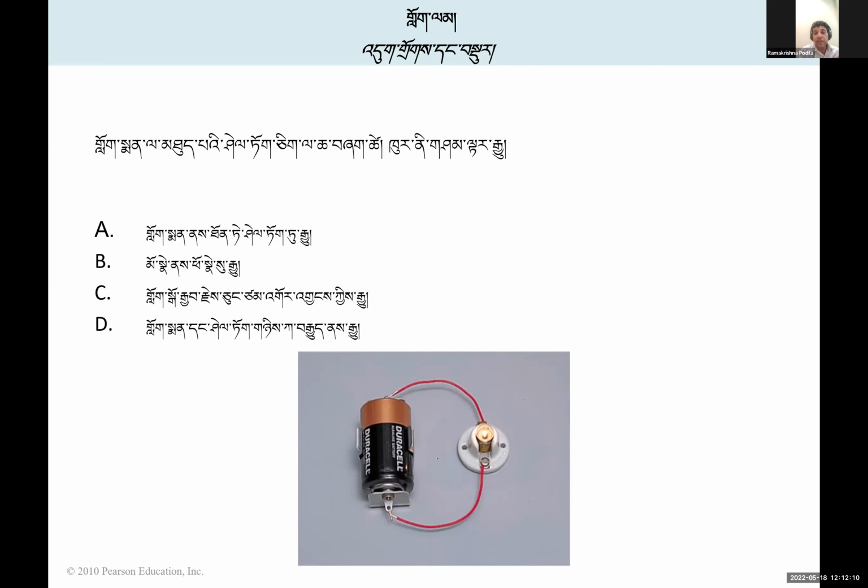So this is the one that asks, does the current flow through the battery, right? Yes. Okay. What are they saying? They are discussing. Okay.